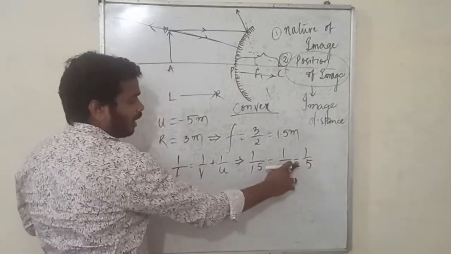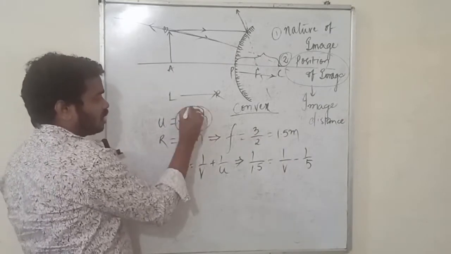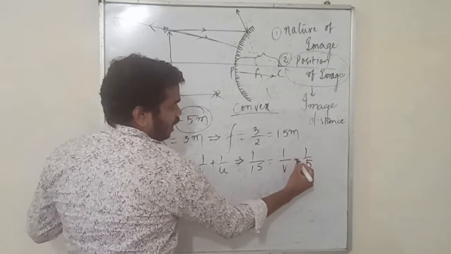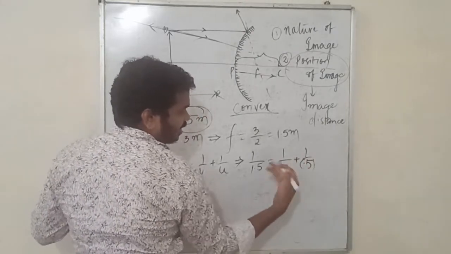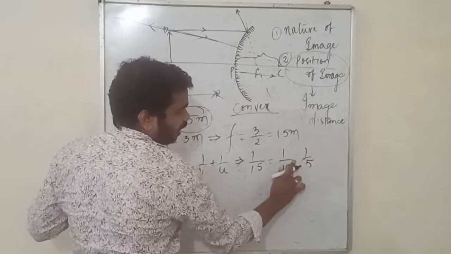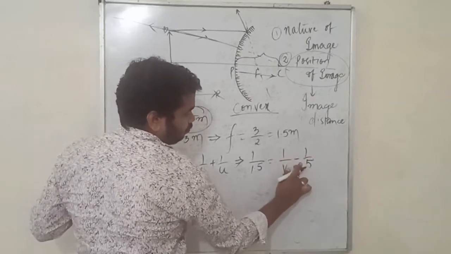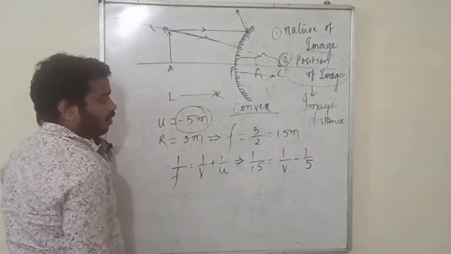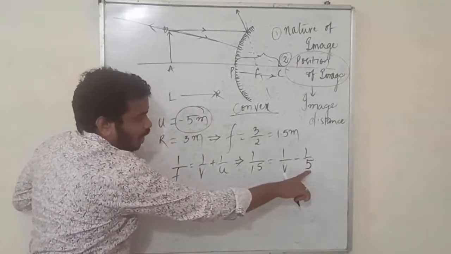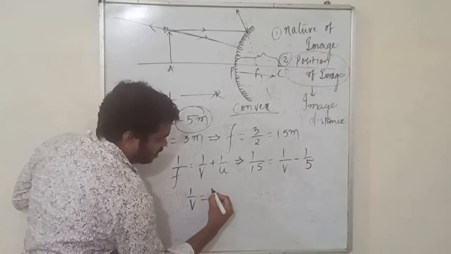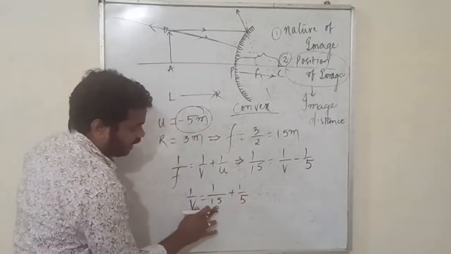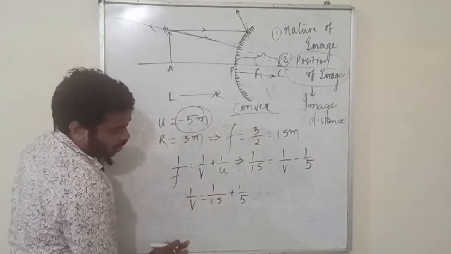Why exactly minus? See here it is minus 5 meters. That is the reason I am going to give the sign minus. Let it be like this. In the next step, obviously the minus would be multiplied with the plus and it would become like this. Now I am going to solve this. 1 by v is equal to, I am sending this 1 by 5 this side, 1 by 1.5 plus 1 by 5.